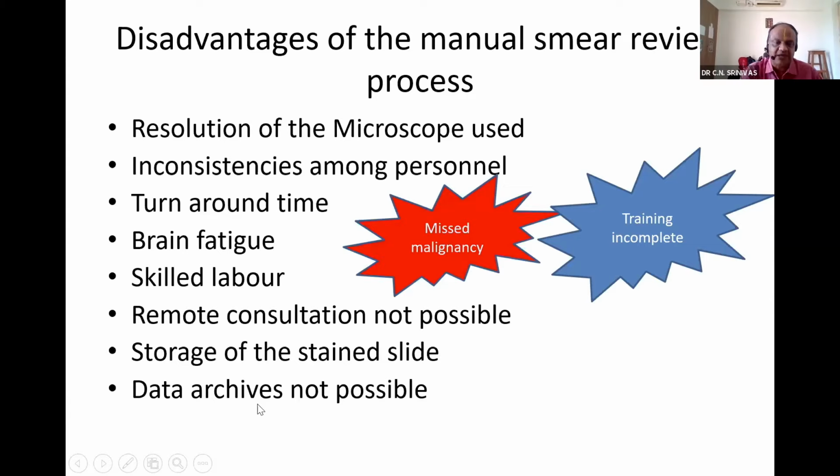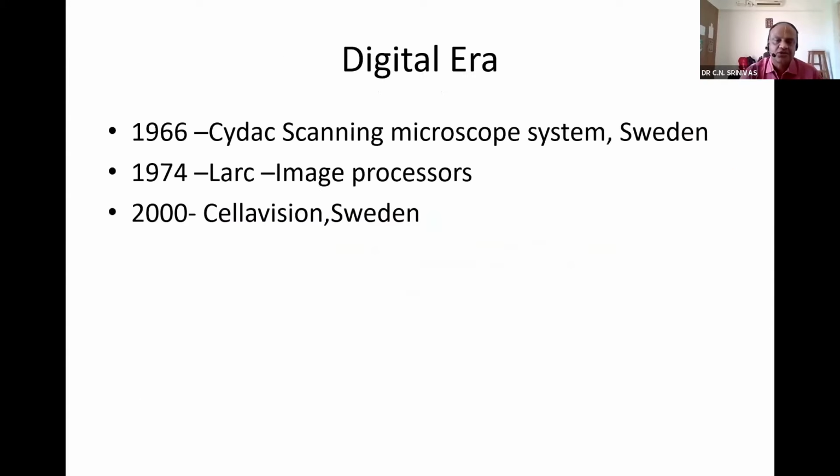Let's see whether, when we are adopting digital morphology, these things get totally ironed out, or whether we still have some limitations and advantages in the manual process itself. So when we look into the digital era of the morphometry of the peripheral smear, it started in 1966 with a Sweden company manufacturing a scanning microscope system to review the peripheral smears. In 1974, by LARC, the image processors got into the picture. And in 2000, the pioneers from Sweden who were manufacturing the image processing system converted the machines into the CellaVision.